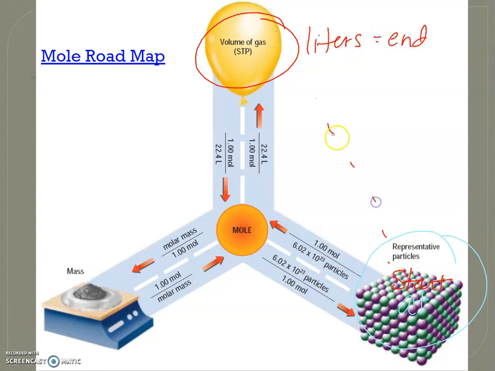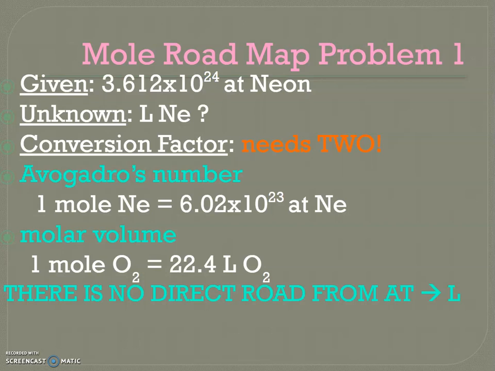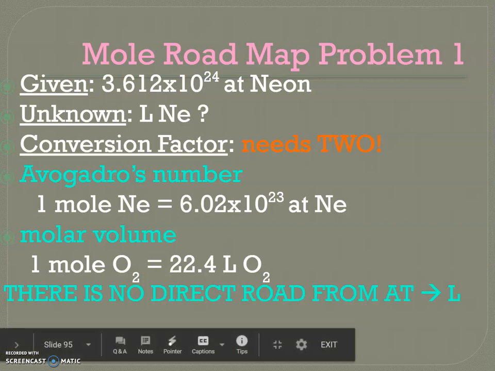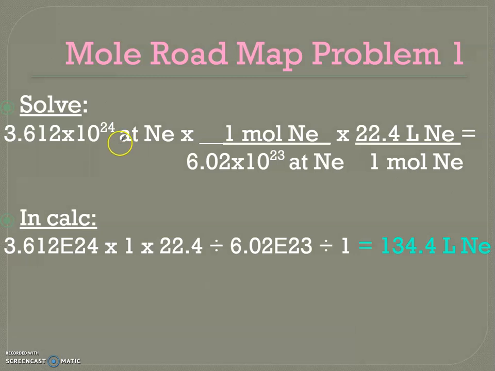There is no direct road to get there. So that means you have to use this conversion factor, then this conversion factor. And that's exactly what we did. Okay, so we use Avogadro's number and we use molar volume. There's no direct road. You need two. And then you'll see over here again, you cancel out your atoms by putting atoms in the denominator of the first step. And then you have moles on top.